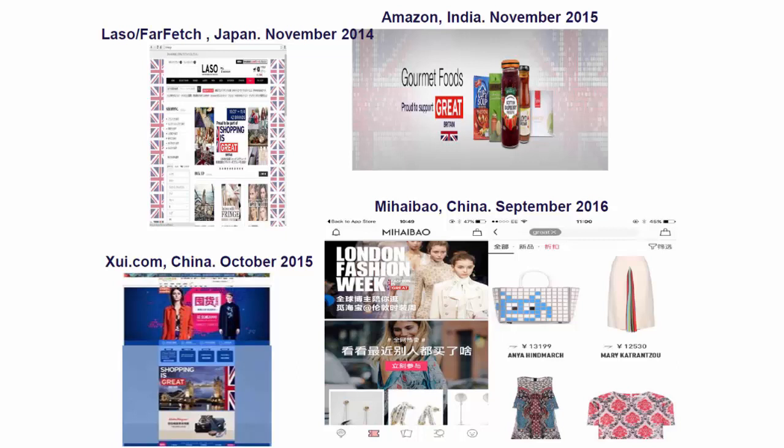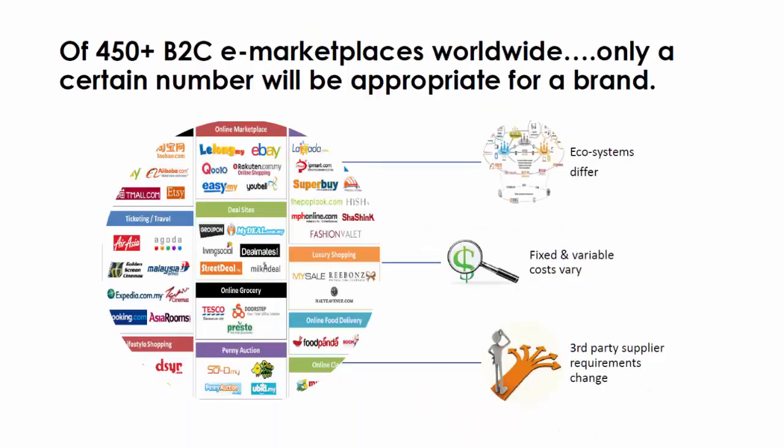So as I draw to a close, some examples of the activity that we've run on these platforms, and this is unusual because, as I say, government doesn't tend to advertise in the market to help British companies, but we've managed to negotiate these campaigns on platforms such as Lasso in Japan, Amazon India, Shu.com in China, Mihabao in China there in 2016, and then latterly, just before Christmas, with Newegg in the US.